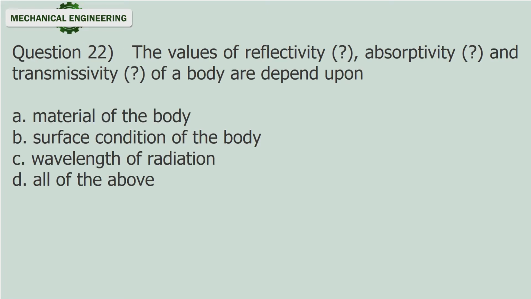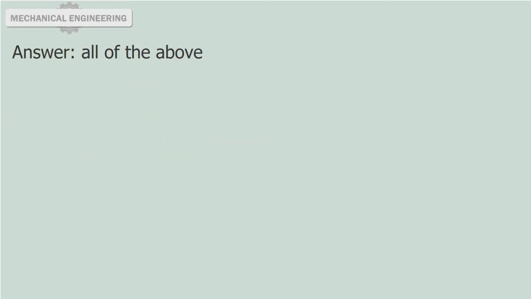Question 22. The values of reflectivity, absorptivity, and transmissivity of a body depend upon A. Material of the body. B. Surface condition of the body. C. Wavelength of radiation. D. All of the above. Answer: all of the above.